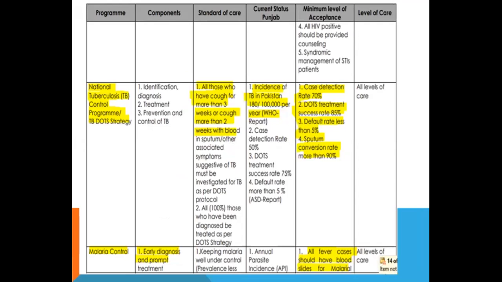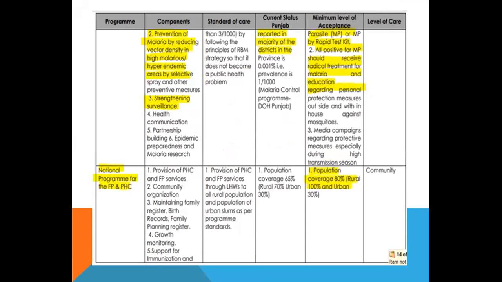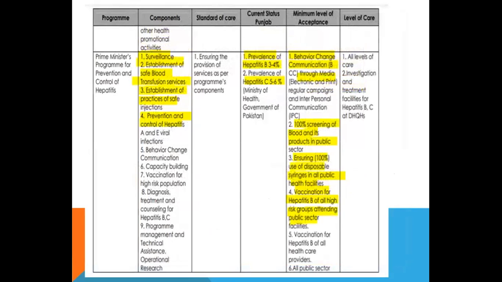In the National TB control program, there should be a case detection rate of up to 70%, DOTS treatment success up to 85%, and a default rate less than 5%. For malaria control, all fever cases should have blood studies for malaria parasite by rapid kit test, and all positive cases should receive radical treatment for malaria. There is also a national program for family planning, with population coverage of 80%. And then the Prime Minister's program for prevention and control of hepatitis. There should be behavior change at all levels, 100% screening of blood, ensuring 100% use of disposable syringes in all public health facilities, and vaccination for hepatitis B.